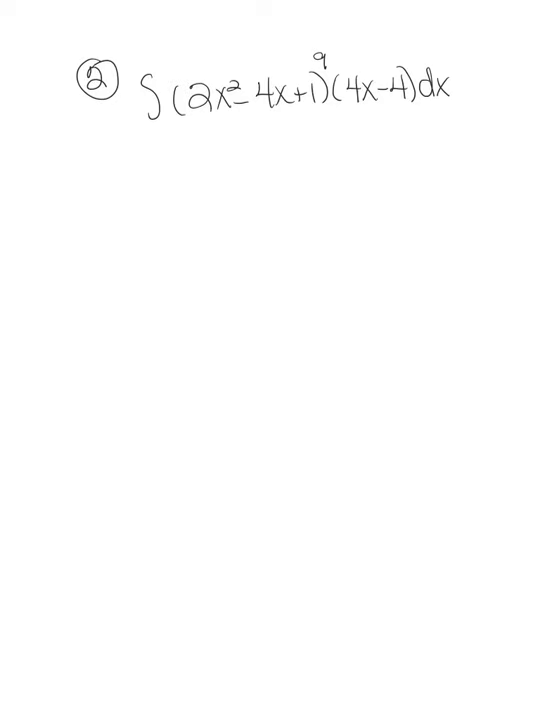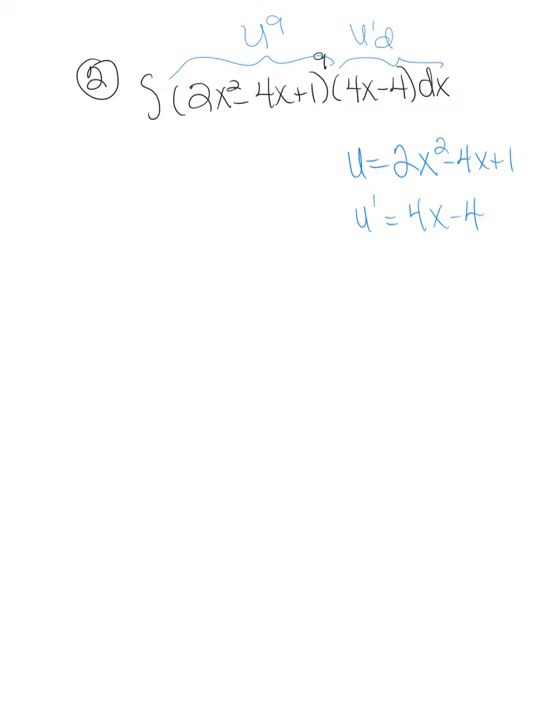Okay, so again, I'm going to start by picking my u. U is going to be the bigger piece or the piece that's being raised to a power. So in this case, that's 2x squared minus 4x plus 1. And if that's u, then the u prime that goes with this is just the derivative of whatever I pick for u, and that is 4x minus 4. So when I look back up to my original integral, I see that this piece looks like a u to the 9th, and there is my u prime dx. And that does look like it fits the u substitution form.